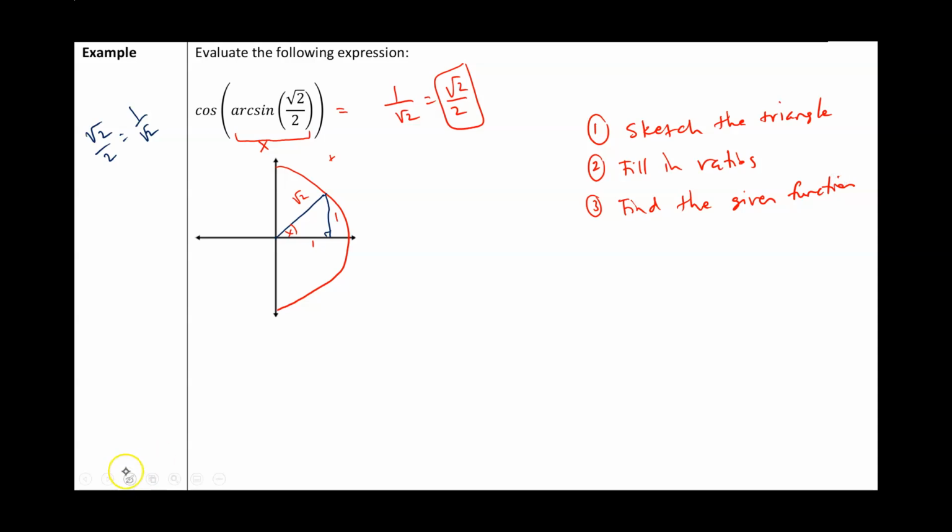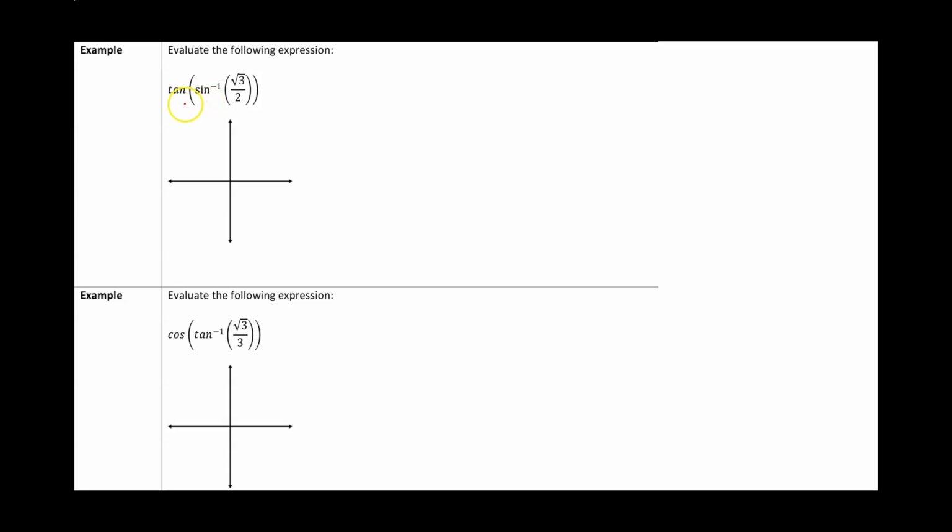Let's take a look at another example. We have tangent of the inverse sine of radical 3 over 2. So first thing we want to do is sketch this angle x. We got inverse sine, which means we're going to be in quadrants 1 or 4. Always start with the parentheses first. In the parentheses, we got inverse sine. So now I'm going to sketch my triangle, and notice that I put it in quadrant 1. The reason is that sine is positive, so it's going to be in quadrant number 1.